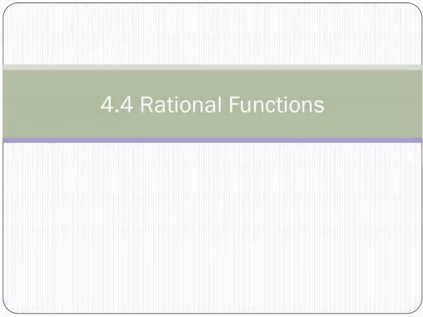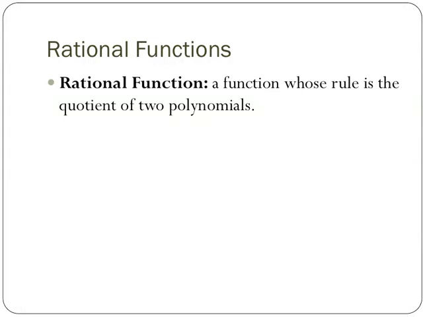In this chapter, we've talked a lot about polynomial functions up to this point, and now we're actually going to move into talking about rational functions. So first, let's talk about what a rational function is. A rational function is a function whose rule is the quotient of two polynomials. So as you can see, that's why we start with talking about polynomial functions first, and now we're moving into talking about rational functions, which is the quotient of two polynomials.